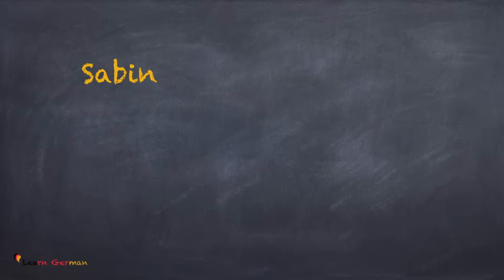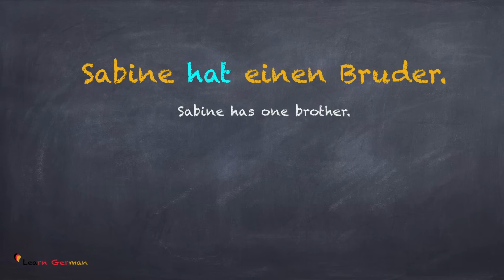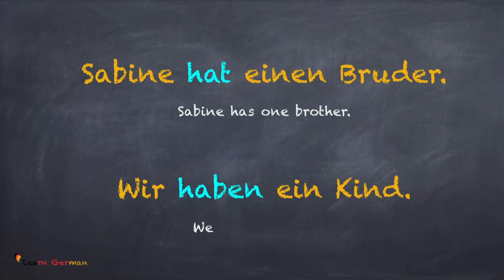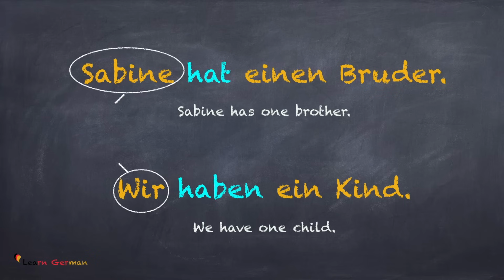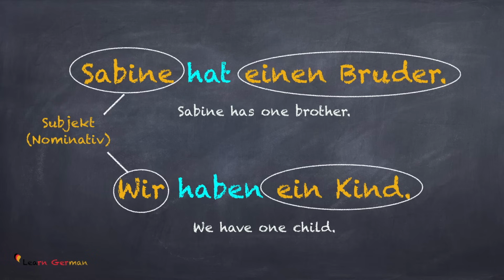Let's take two sentences to understand this. Sabine hat einen Bruder. Wir haben ein Kind. We have already learned that every sentence has a subject. In this case, Sabine and wir. And subject is always in nominative. In some sentences, there is also an object, like in these two. In the first sentence, the object is einen Bruder, and in the second sentence, ein Kind. This object is known as the accusative object, or you can say this object is in accusative.